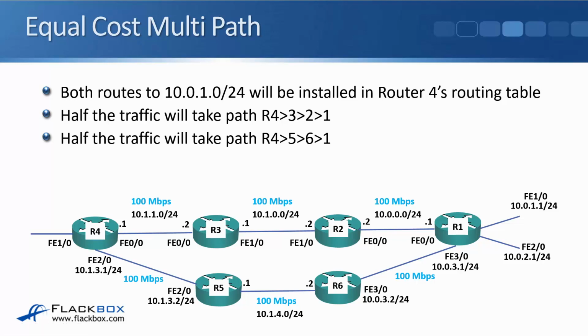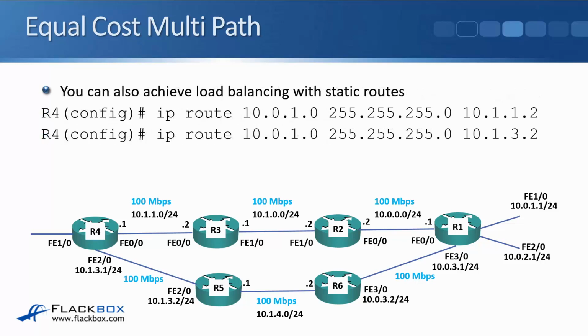So all of our different routing protocols would see these two paths, top and bottom, as being an equal cost path. In that case, R4 will install two routes into the routing table for the 10.0.1 network. The same will happen for the 10.0.2 network in this example as well. Half the traffic will take path R4 to R3 to R2 to R1, and the other half will take the path R4 to R5 to R6 to R1.